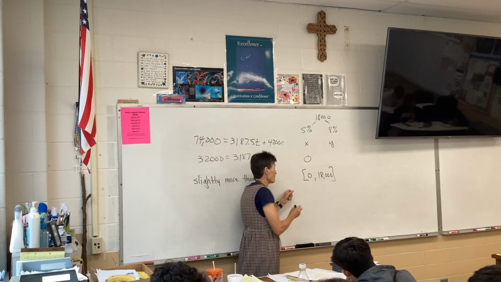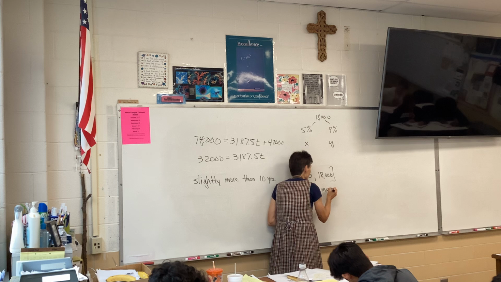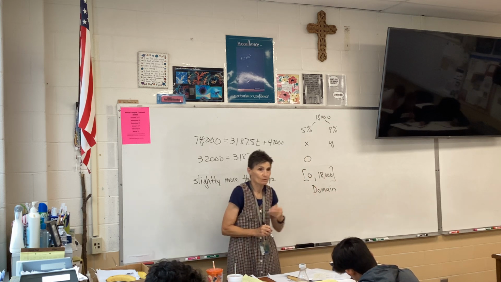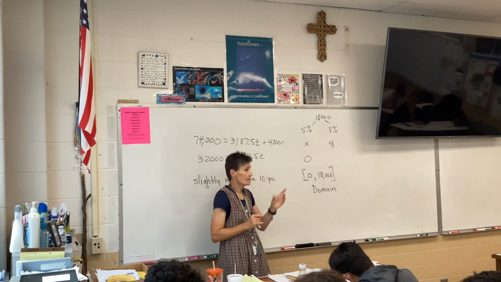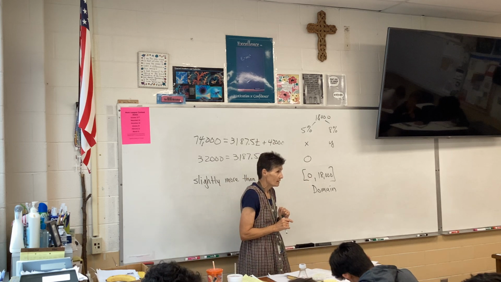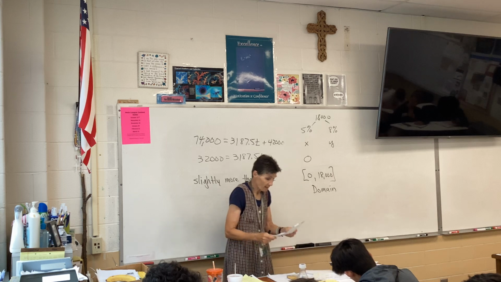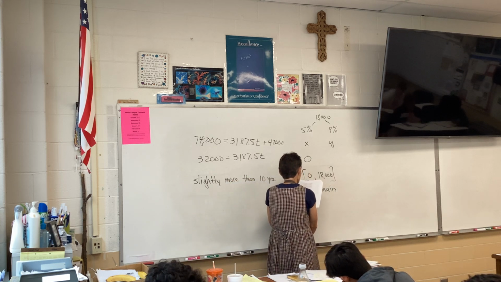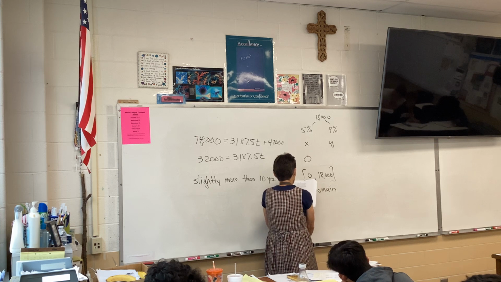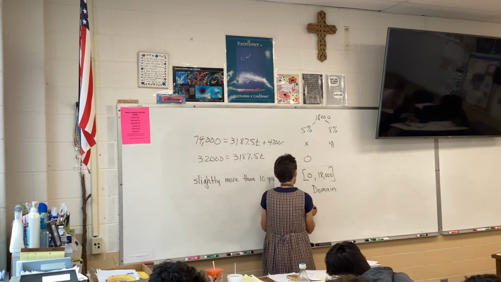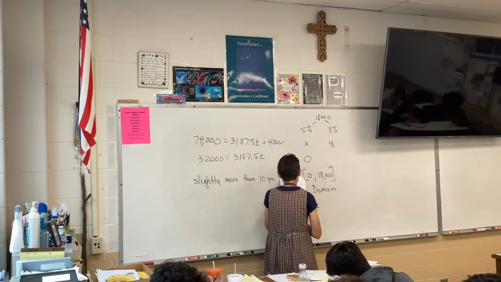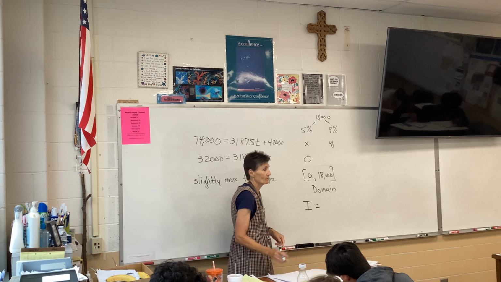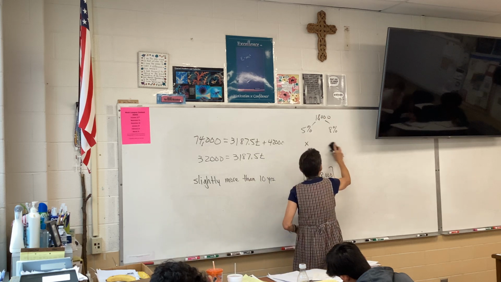You just found the domain. That's the domain. Domain is the possible X values. Whatever X is, it's somewhere between 0 and 18,000. Okay, so that is A. If Mary Ellen invests X dollars at 5%, write an equation that describes the total interest from both accounts at the end of 1 year. Okay.